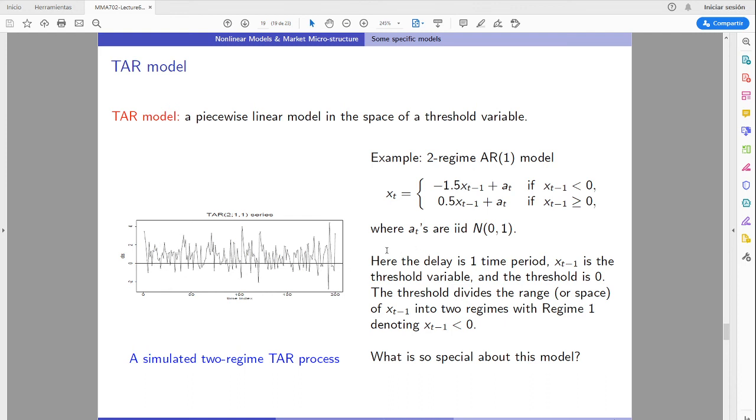over here. This threshold divides the range into two regimes or two intervals. This regimes concept is basically the two subintervals in which you divide your observations. If the threshold is 0, it means we have a model for when our observations are smaller than 0, and a different model where observations are greater than 0. That's what the threshold means in this case.